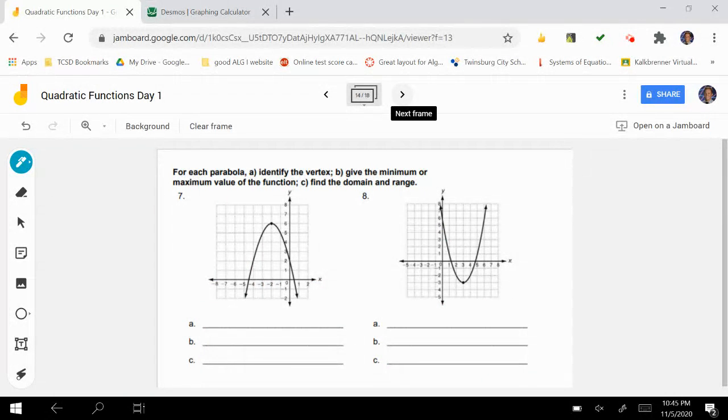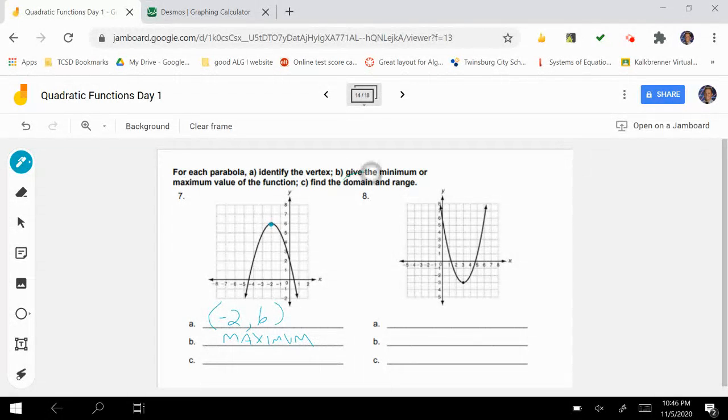So ready? For each parabola, identify the vertex. Give the minimum or maximum value of the function, and then find the domain and range. Domain and range means the x values and the y values. All right, so ready? Here's the highest point. How do I call it the highest point? Because it's the highest point. If I go left to right or right to left, doesn't matter. Identify the vertex. What is that vertex? So what's the x value of that point? We went 1, 2 to the left, so that's -2, and we shoot all the way up to 6. So there's my vertex. Is that a max or a min? That's the highest point. So that extreme value is the maximum.